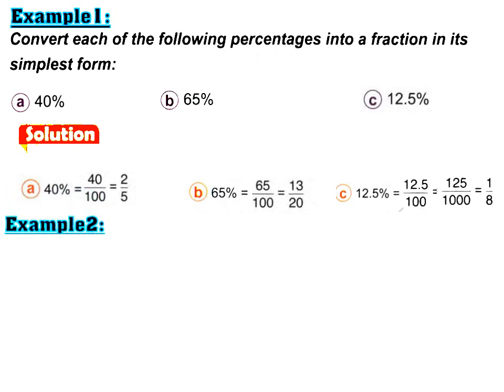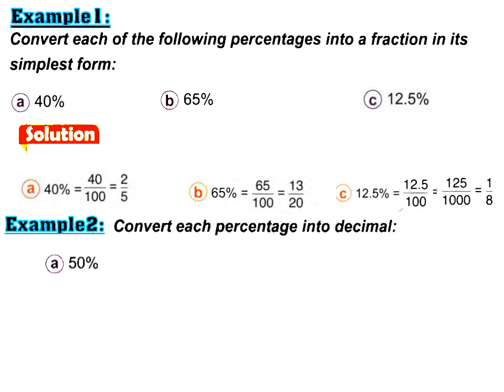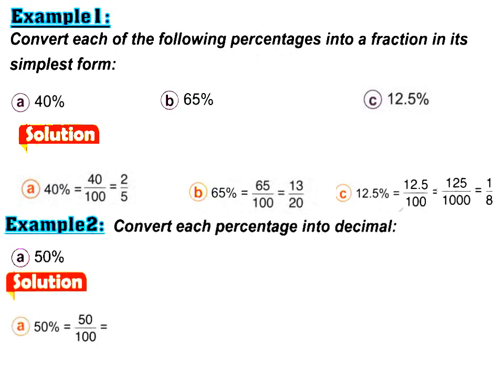Exercise number 2. Convert each percentage into a decimal. He will give me the percentage and we will convert it into a decimal, putting the number with the point. Letter A, he gave me 50%. 50% equals 50 over 100. Cancelling the 0 from up with down, it will be 5 over 10, which equals 0.5.